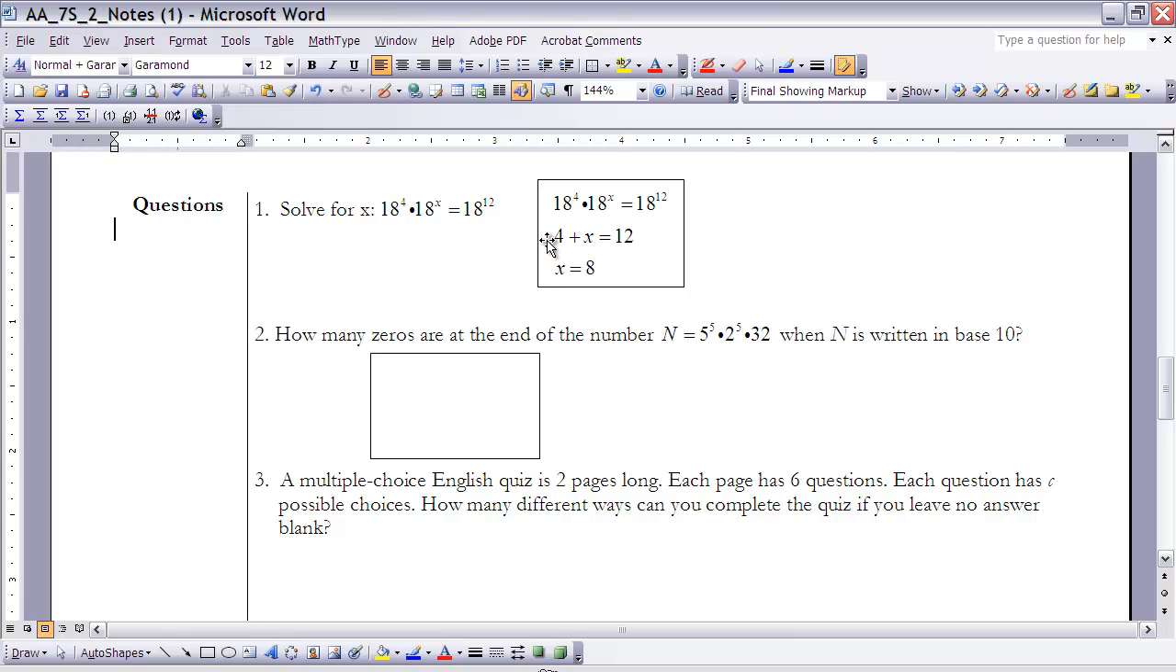To go from 4 plus x equals 12 to x equals 8, I just subtracted 4 from both sides, and I have x equals 8. And it would make sense because 18 to the 4th times 18 to the 8th is equal to 18 to the 12th.